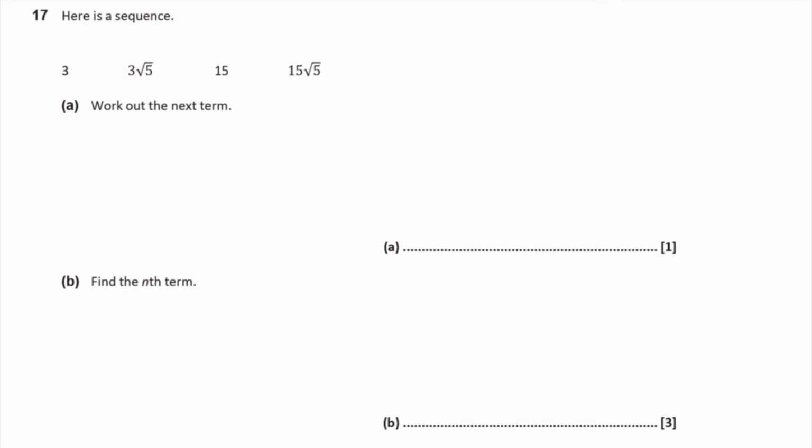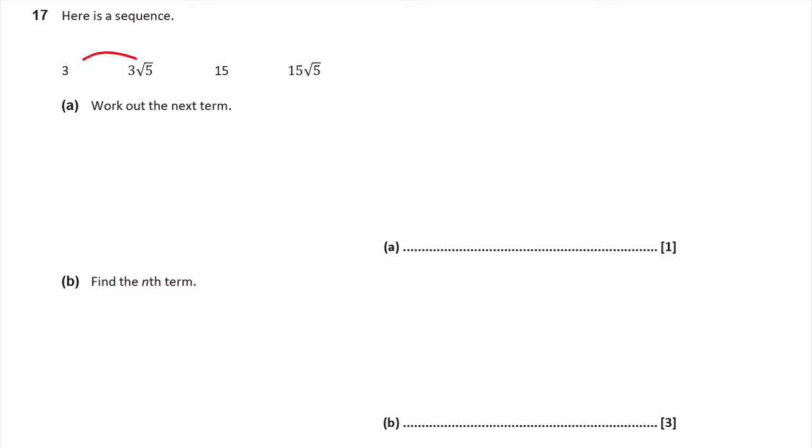Question 17. Here is a sequence, and I've got 3 root 5, 15, 15 root 5. Okay, work out the next term. Now, what sort of sequence is this? It might not be immediately obvious to you, but this is actually a geometric progression.